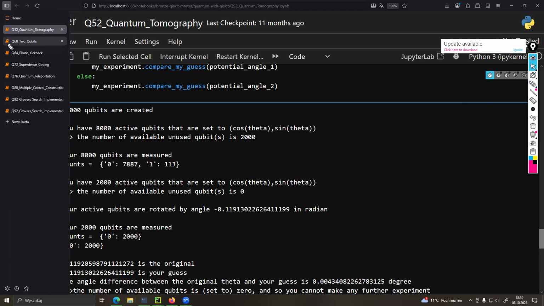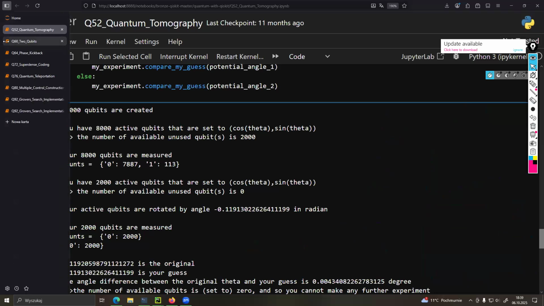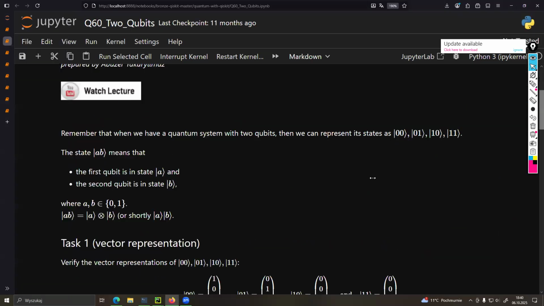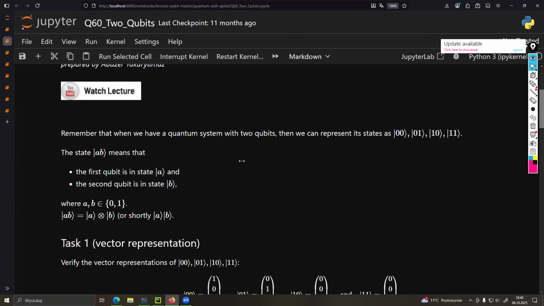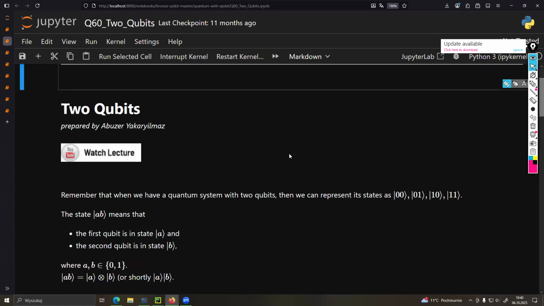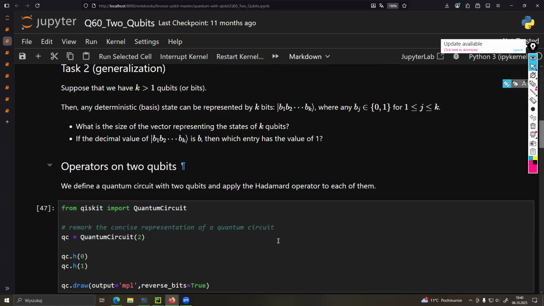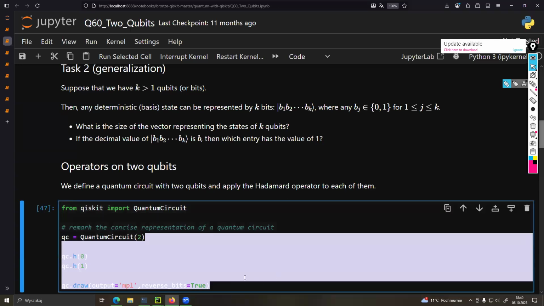Okay, so that was quantum tomography, and that was the part that ended day 3. Now let's move to today. So what we have is pretty much a recap of what I did with respect to classical bits. This is a 2-qubit representation, and how do we interact with most of the operators?